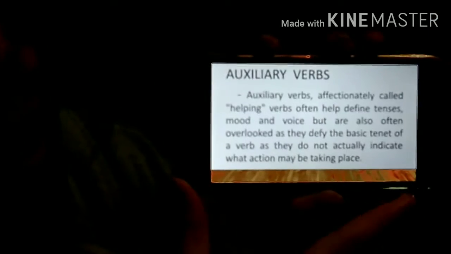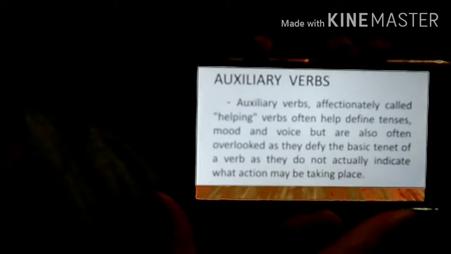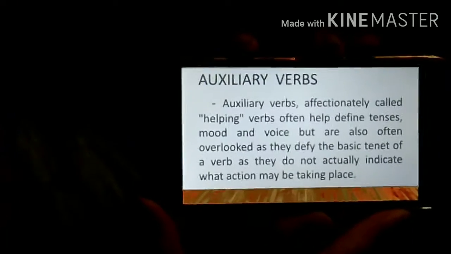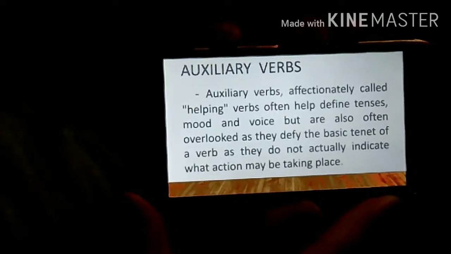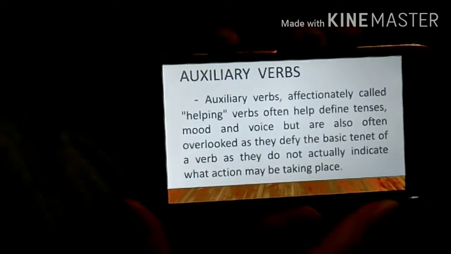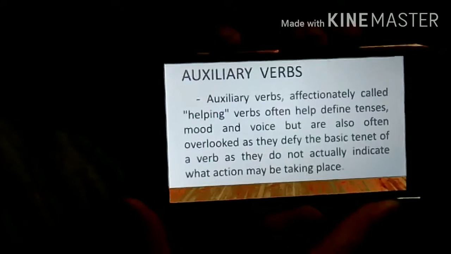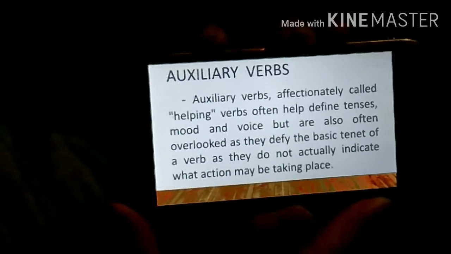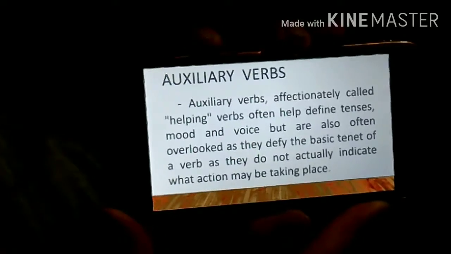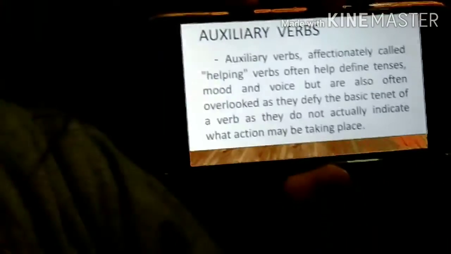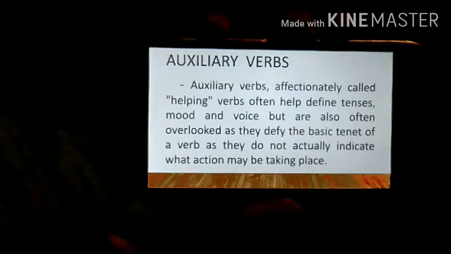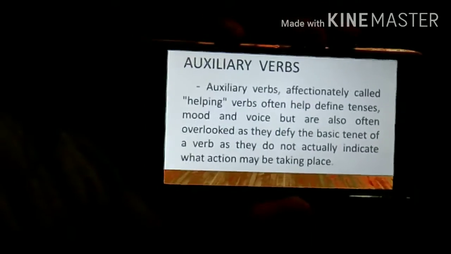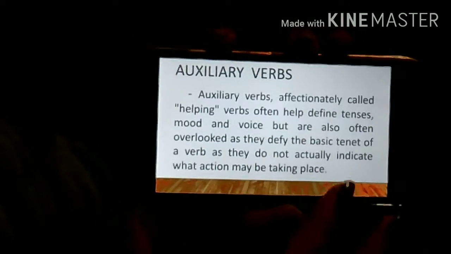First, let's define the auxiliary verbs. Auxiliary verbs, affectionately called helping verbs, often help define tenses, mood, and voice, but are also often overlooked as they defy the basic tenet of a verb, as they do not actually indicate what action may be taking place. So, in short, auxiliary verbs are the ones that help or support the main verb of a sentence.